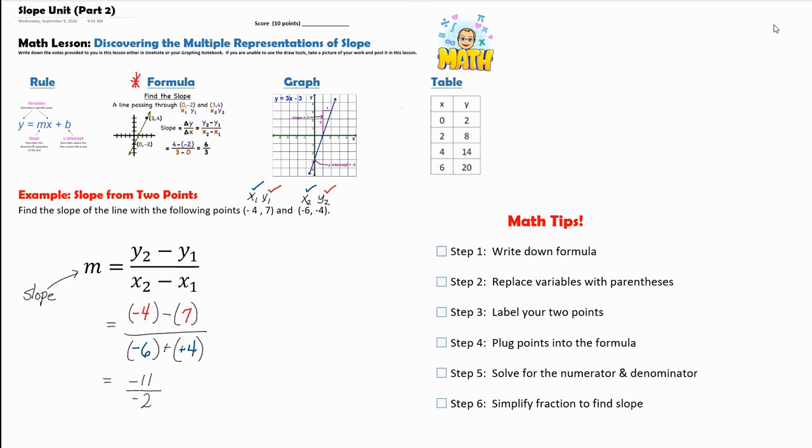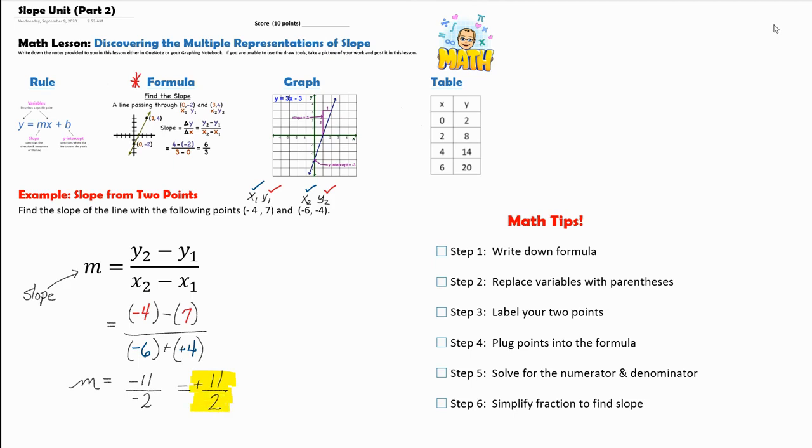Now, step 6 is very simple: we need to simplify the fraction to find the actual slope. Here we notice that 11 is a prime number and it isn't divisible by 2, so we're going to keep 11 over 2. And then we look at our signs because we can't forget those signs. A negative divided by a negative is a positive. So in this particular example, our slope is a positive 11 over 2.